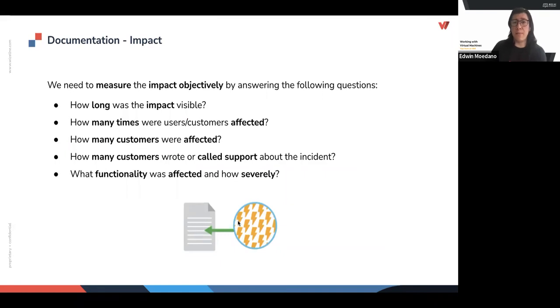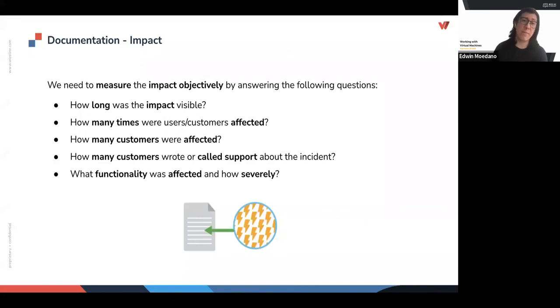We need to measure impact objectively by answering the following questions. How long was the impact visible? And this is important. If only you notice the impact, but no one else, it's okay. But try to make sure who else saw this impact. Most of the time it is the CEO and the CTO. I don't know why, but most of the time it's the heads of the organization rather than the users. So how many times were the users or customers affected? Maybe operations, maybe a model that starts failing for a customer. How many times did you receive 500s or degradation of the systems? How many customers were affected?